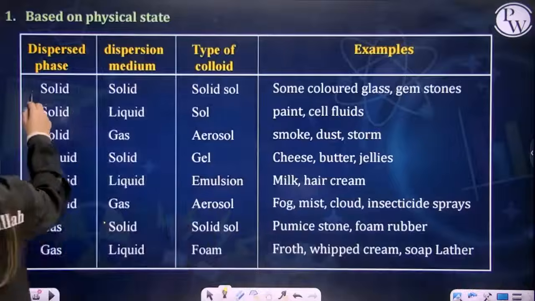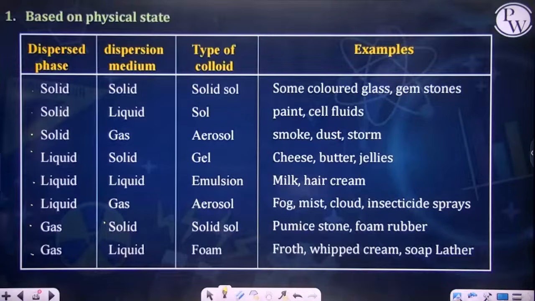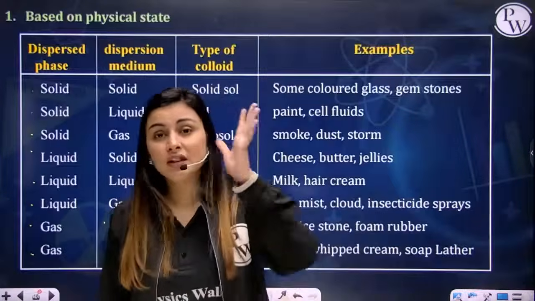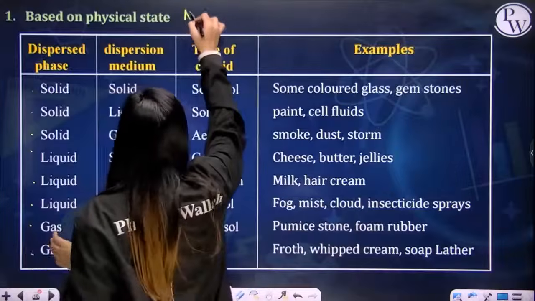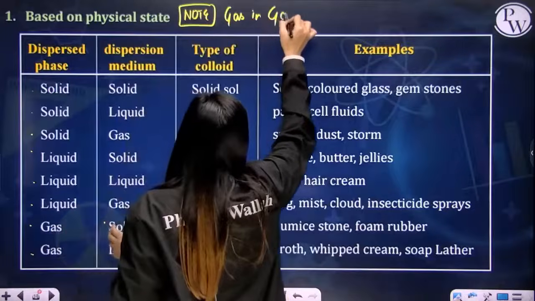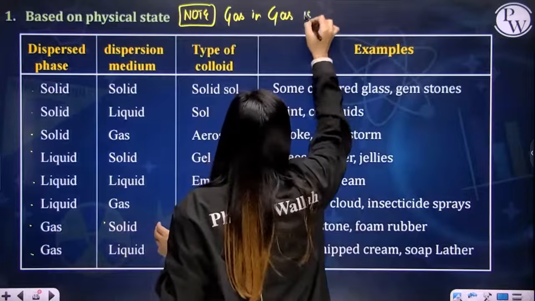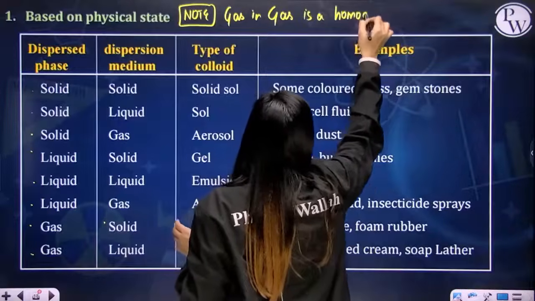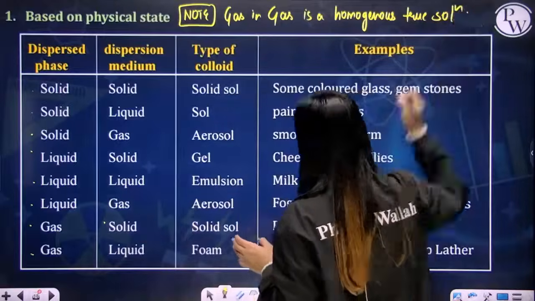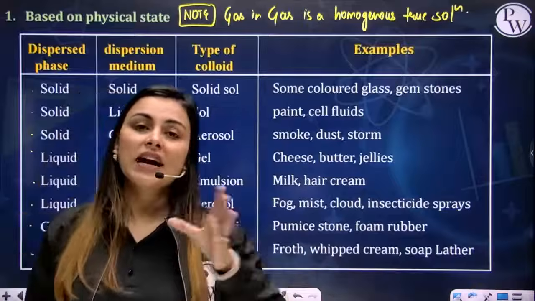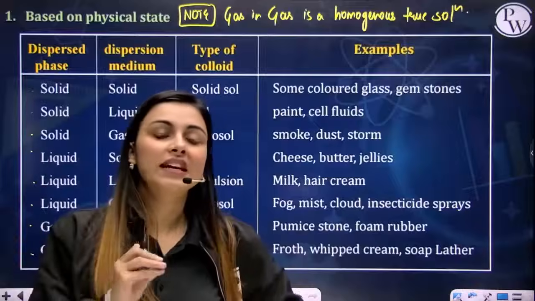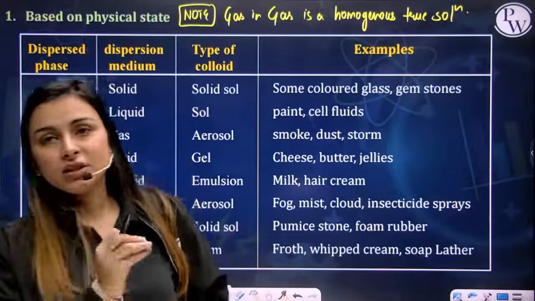But if we see, we have 1, 2, 3, 4, 5, 6, 7 and 8. You have only 8 types of colloids. Where is the 9th type of colloid? For this particular thing, you need to write a note here that gas in gas is a homogeneous true solution. Only and only one type, that is gas in gas, is considered always and forever as a homogeneous true solution. It can never be a colloid. The rest we'll be discussing today.